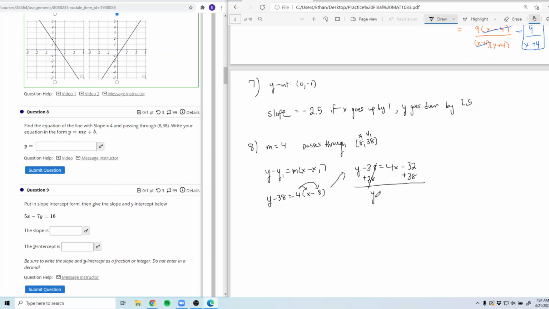And when we do that, we get y equals 4x, negative 32 plus 38 is positive 6. And as long as we got 4x plus 6 there, actually it has y equals, but that's already there. 4x plus 6, we're good to go.